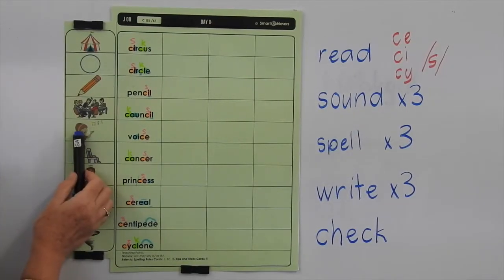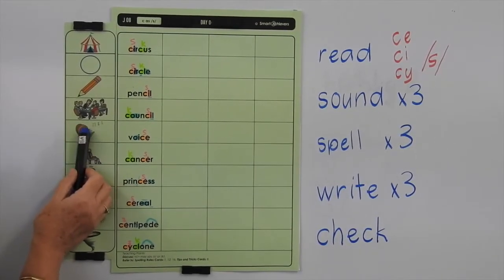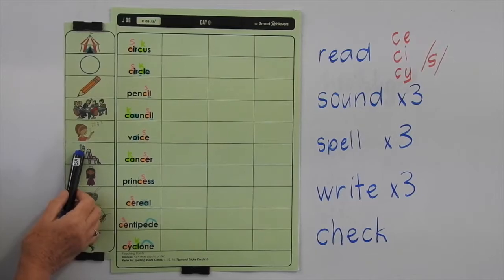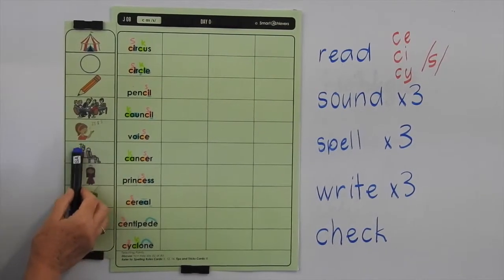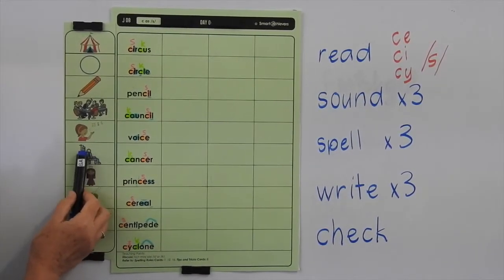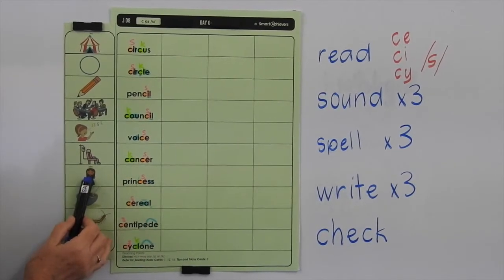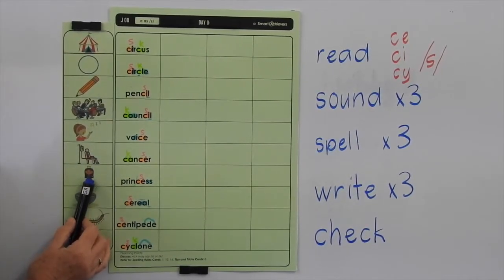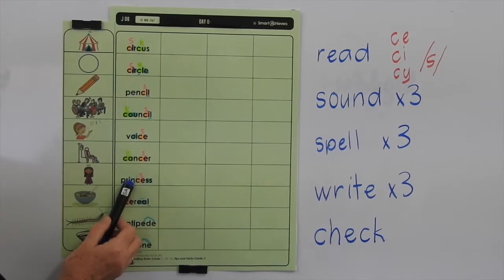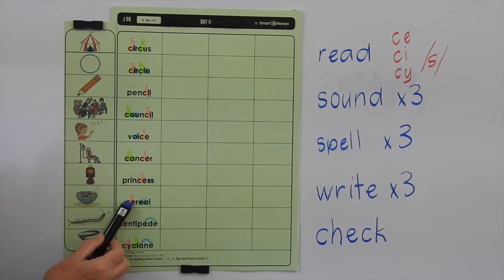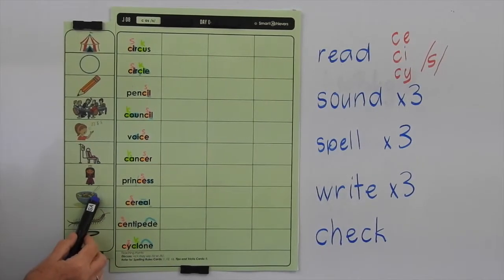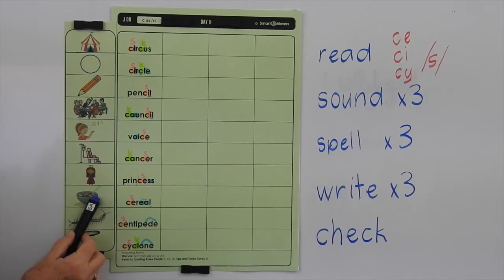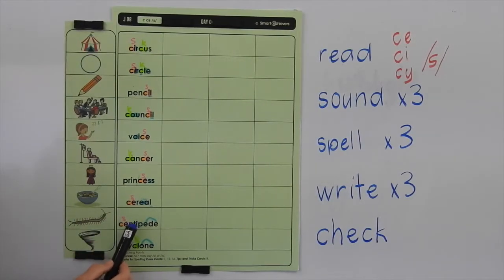The voice is the sound that you make when you speak or you sing, when you open your mouth and a noise comes out. Cancer is a disease that some people may get. Princess is the female child of a king or queen, and usually the male is called a prince. A cereal is a food that we eat for breakfast. It's usually made from grains.